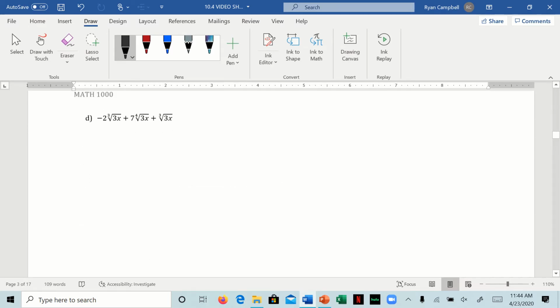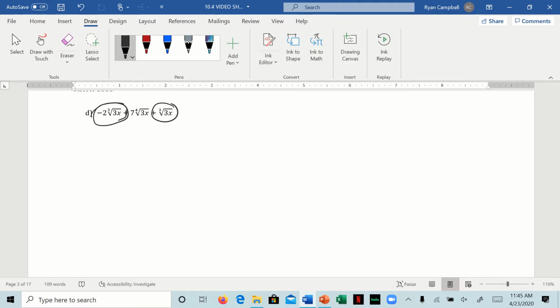Last one of this section. So we have negative 2 times the cube root of 3x plus 7 times the 4th root of 3x plus the cube root of 3x. So again, 3x is the radicand for all of them. Awesome. However, we have indices of 3, 4, and 3. So these are the only two that we can combine.